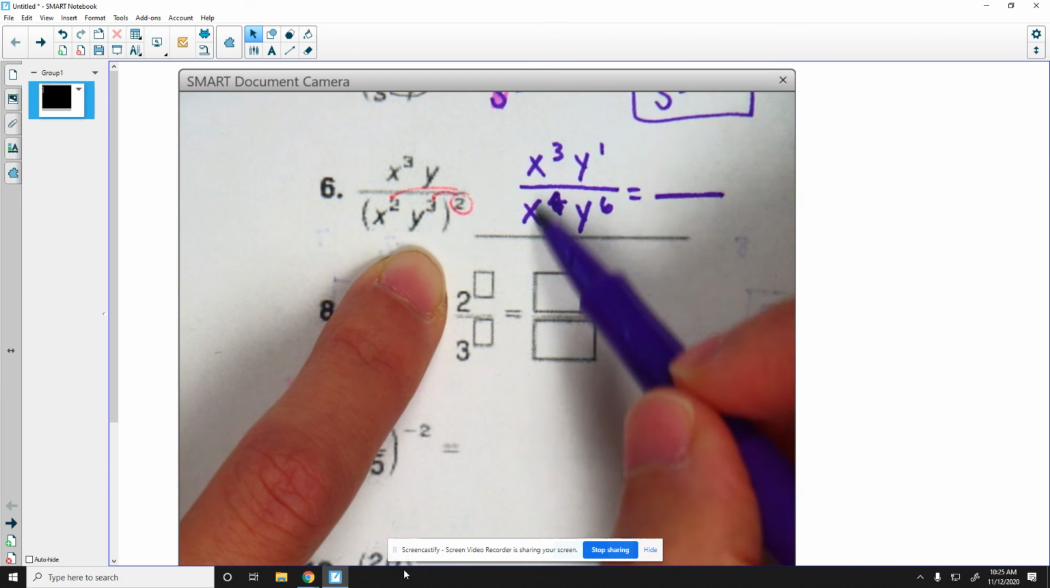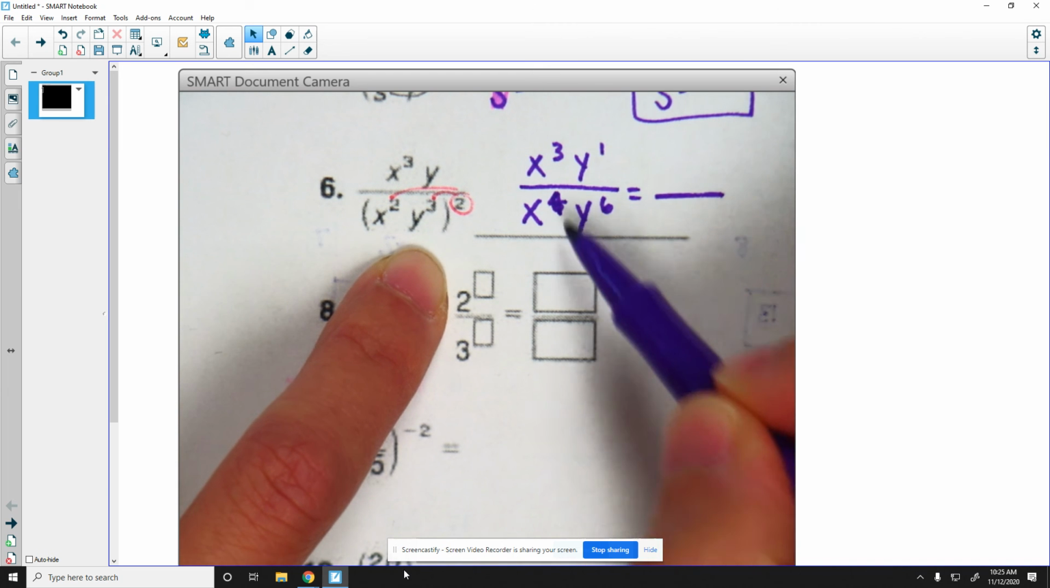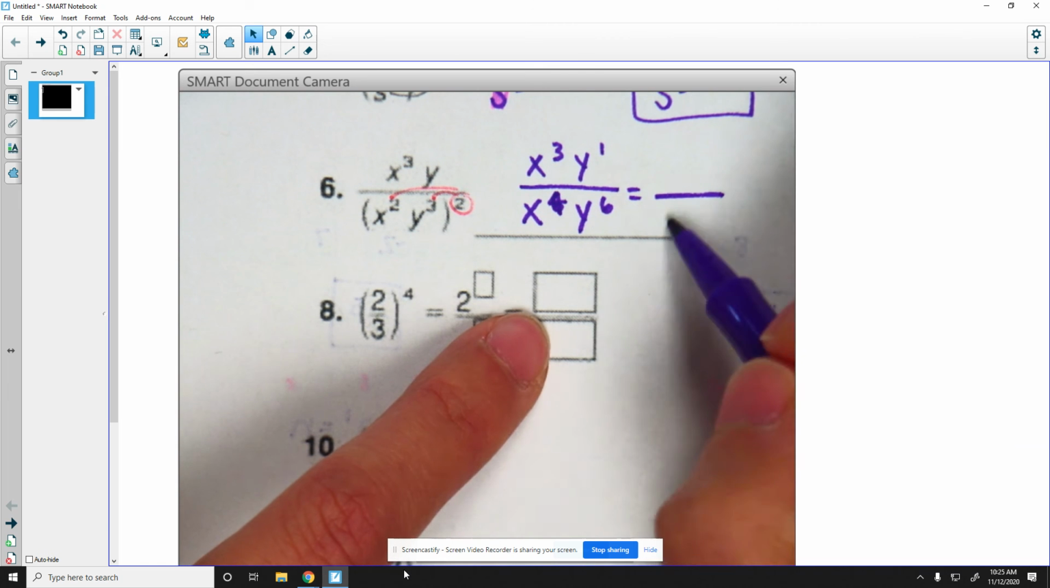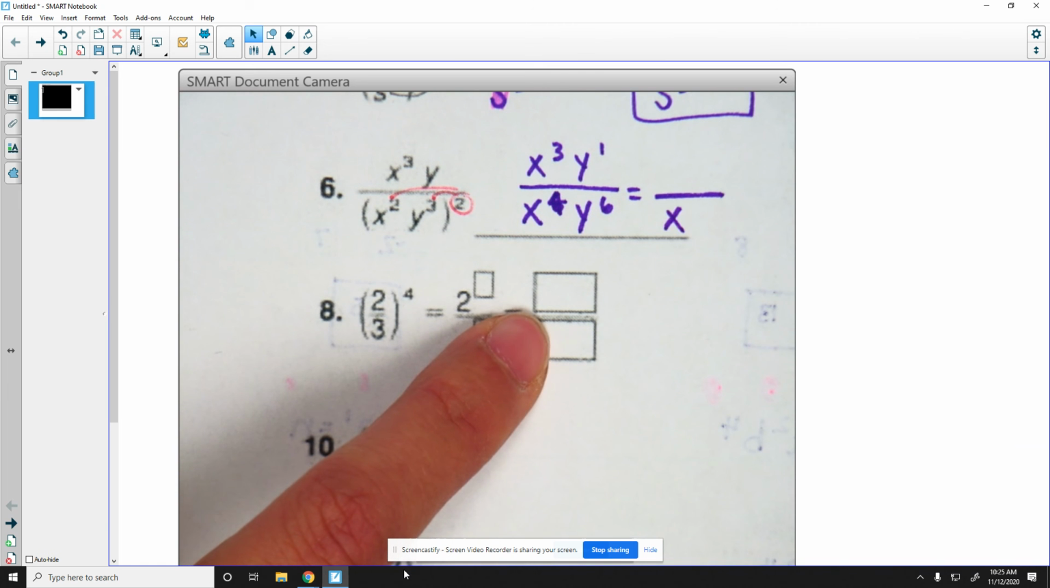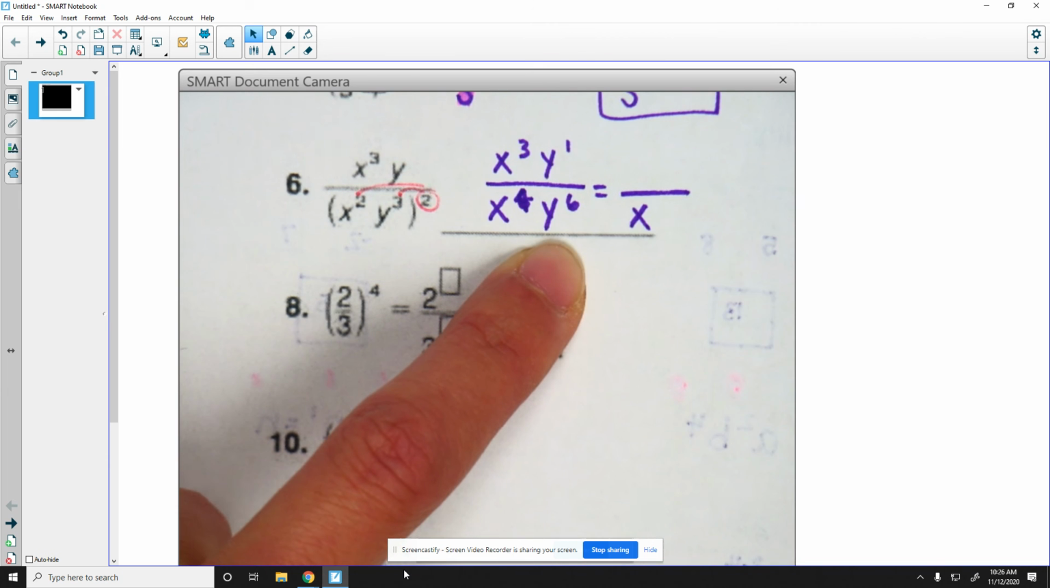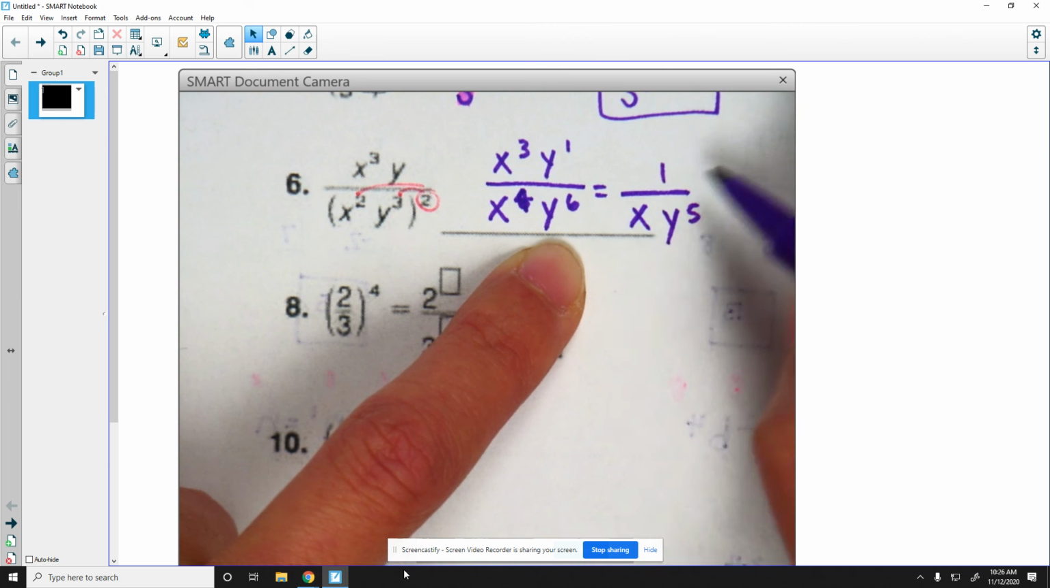So my x's, I can combine. I have 3 on top, 4 on the bottom. How many do I have left over? 1. On the top or bottom? Bottom. Okay, the y's. I have 1 on top, 6 on the bottom. How many do I have left? 5. On the top or bottom? Bottom. And then just 1 as a placeholder.